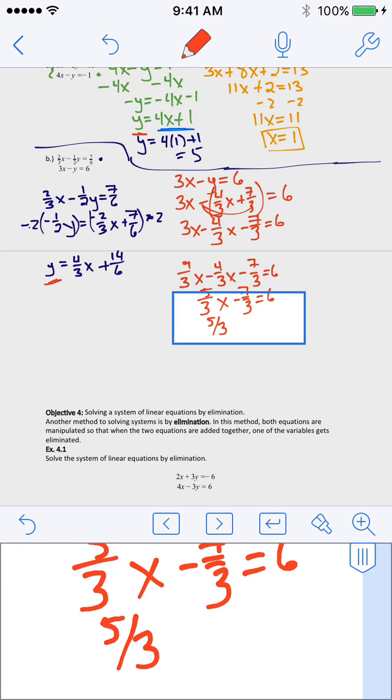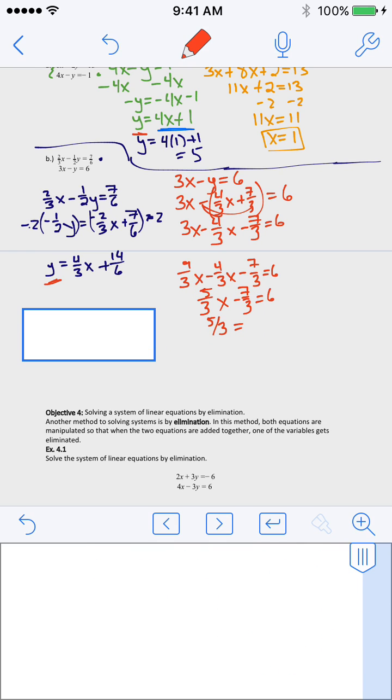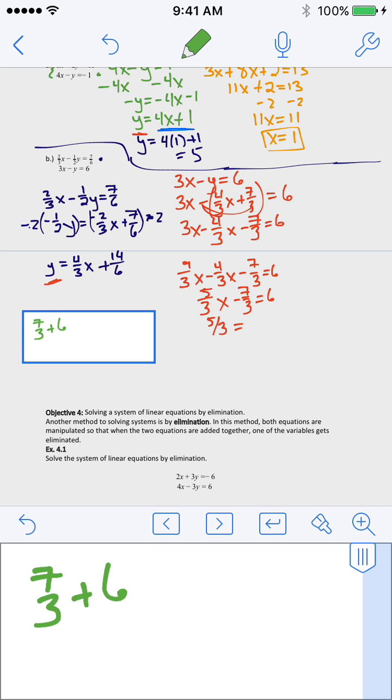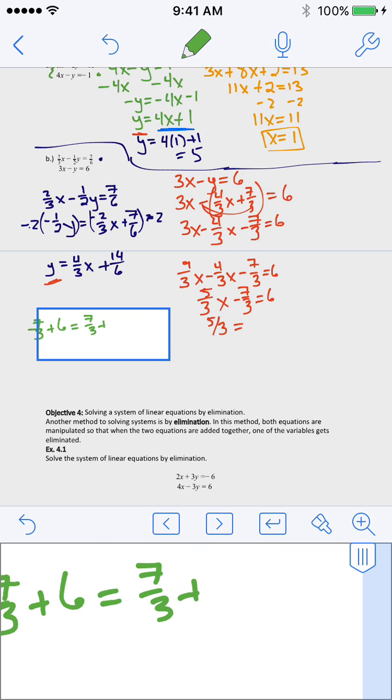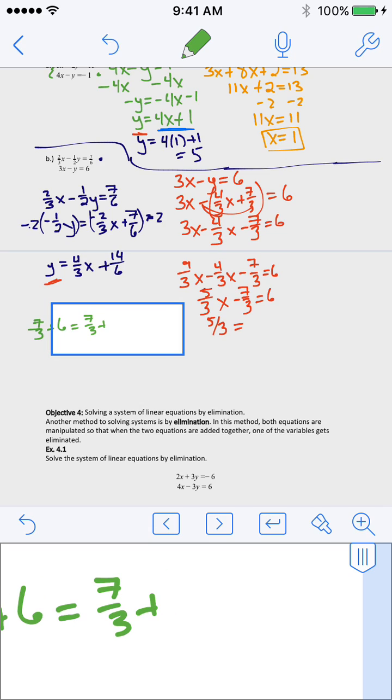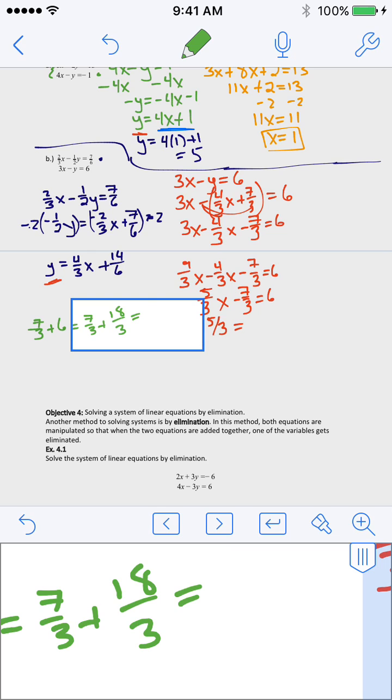So I have 5/3 x equals, let's do this little side thing, 7/3 plus 6. Sorry, one sec. Is equal to 7/3 plus, let's see, how many thirds is 6 whole pies? That would be 18/3. So I've unreduced that fraction, right? 18 divided by 3 would be 6. In other words, 6 is 18 over 3. Add those together, you get 25 over 3, right?